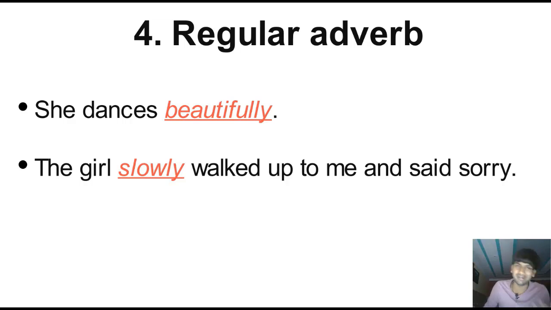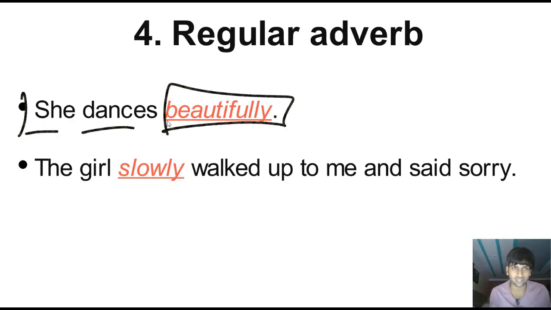Regular adverb. Now, these are words that function only as an adverb. They modify verbs, adjectives, and adverbs themselves, right? But they cannot function otherwise. They only function as adverbs, right? She dances beautifully. She dances peacefully. She dances slowly, fast. These words can function only as adverbs, right? These are regular adverbs. And these are adverbials as well.